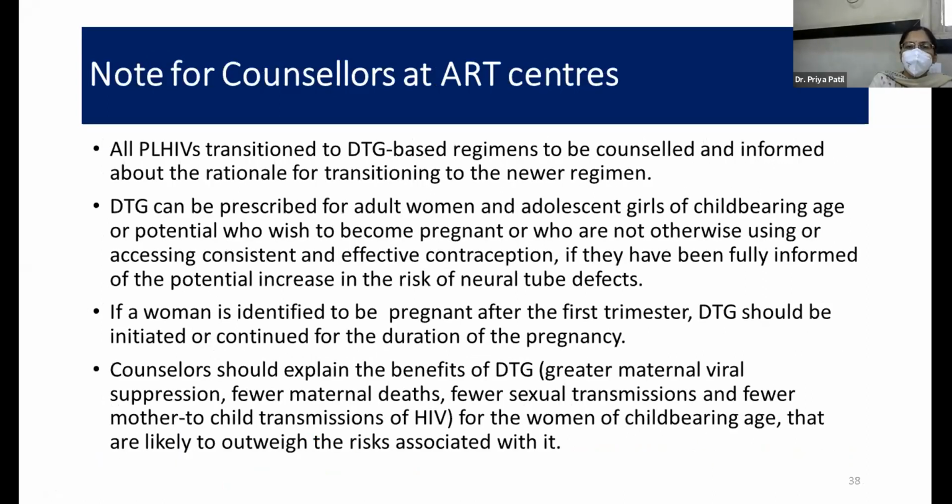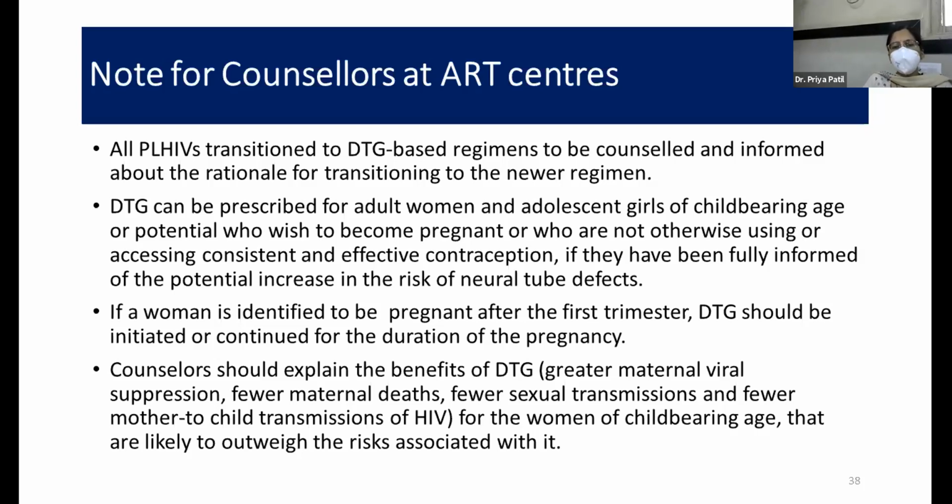Now, there is a special note for counselors at all ART centers. All PLHIVs transitioning to DTG based regimens are to be counseled and informed about the rationale for transitioning to the newer regimen. DTG can be prescribed for adult women and adolescent girls of childbearing age or potential who wish to become pregnant or who are not otherwise using any consistent and effective contraception, if they have been fully informed of the potential increase in the risk of neural tube defects.